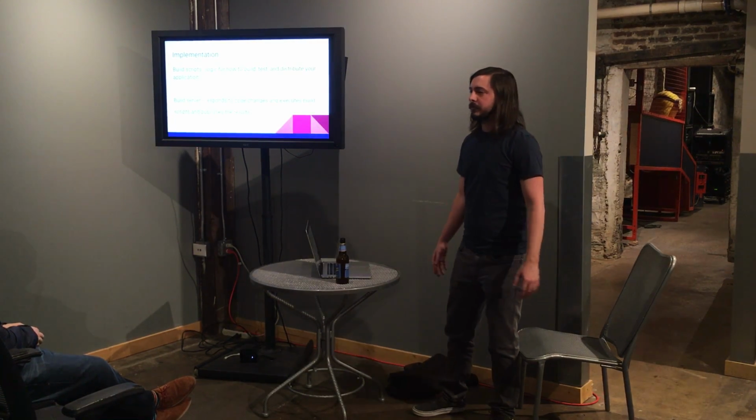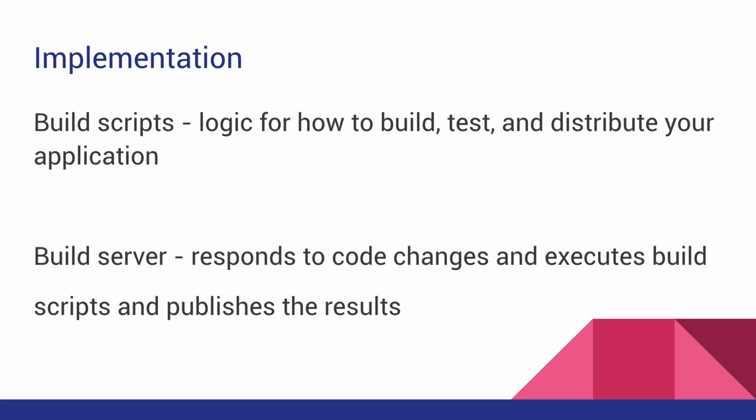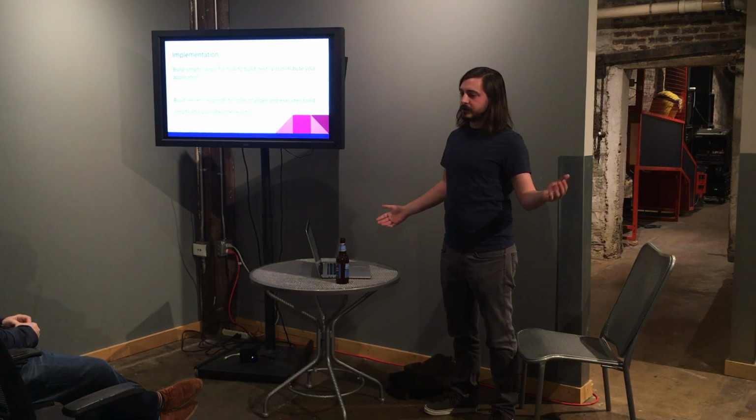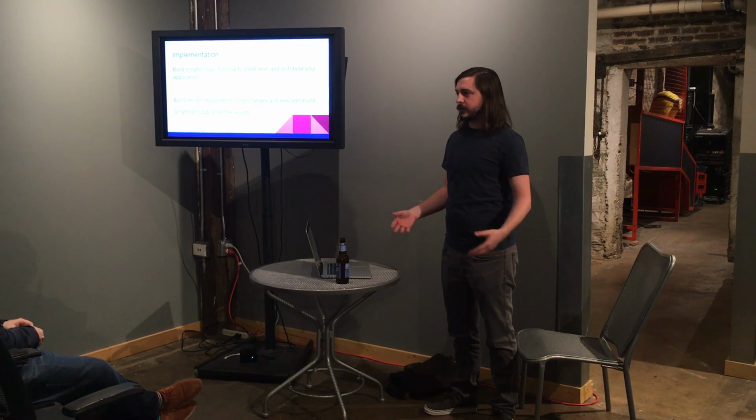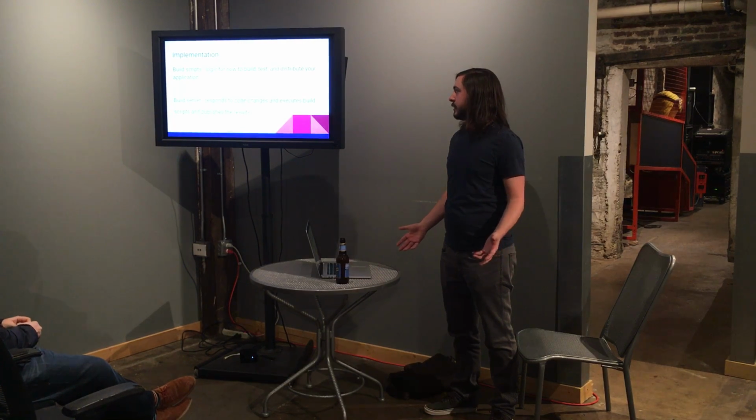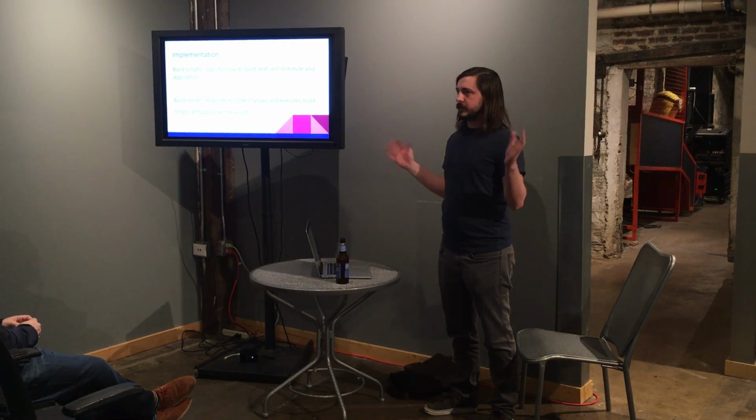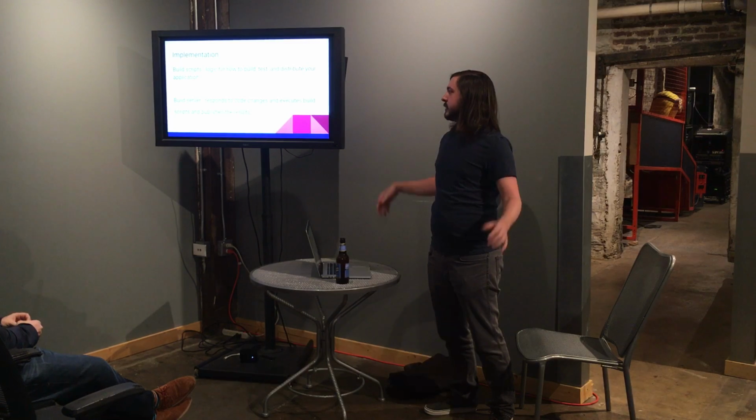So let's talk about implementation. How do we actually make this stuff happen? It's basically broken out into two parts. You've got your build scripts, which basically just lay out, this is how we're going to build. We're going to use these tools, and we're going to do them in this order. And here's a script. We can run this anywhere, make builds.